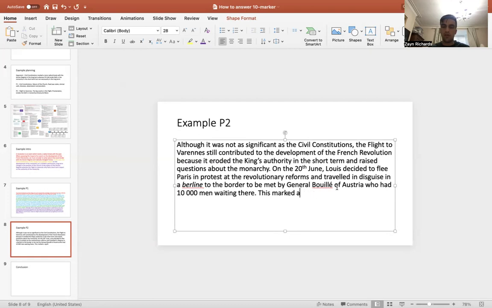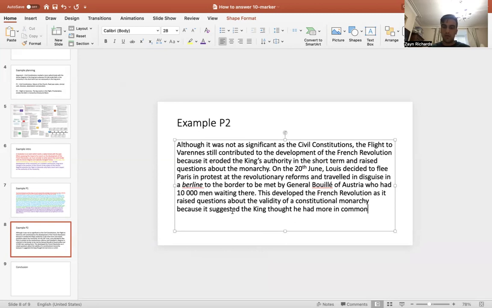This marked a significant turning point. This created a crisis that developed the French Revolution, as it raised questions about the validity of a constitutional monarchy if the king was willing to flee and join with royalist foreigners, needing his own people, undermining the idea of the constitutional monarchy.